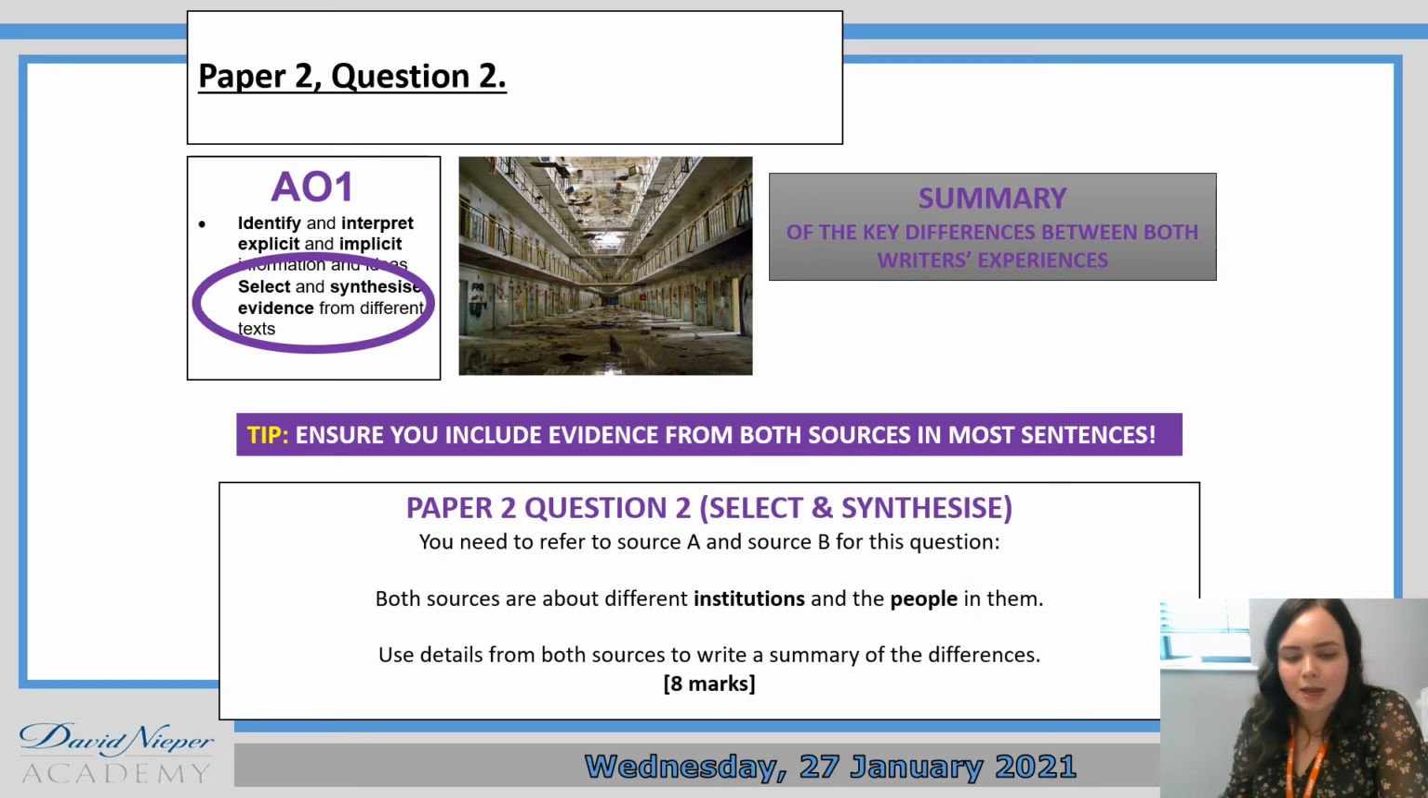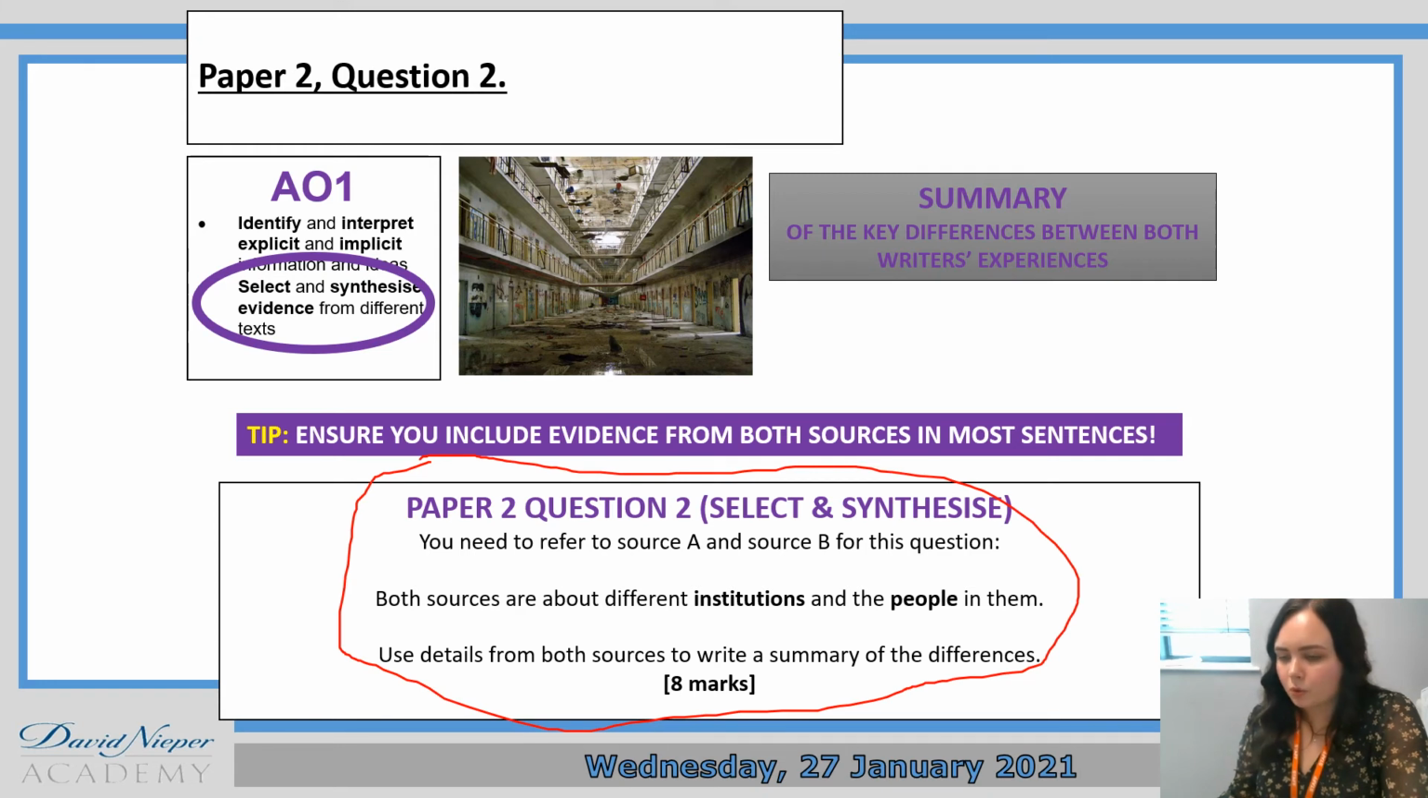So this bit here needs copying down into your books for me, please. So paper 2, question 2. You need to refer to source A and source B for this question. Both sources are about different institutions and the people in them. Institutions just means prisons, okay? They've just used a different word for it.